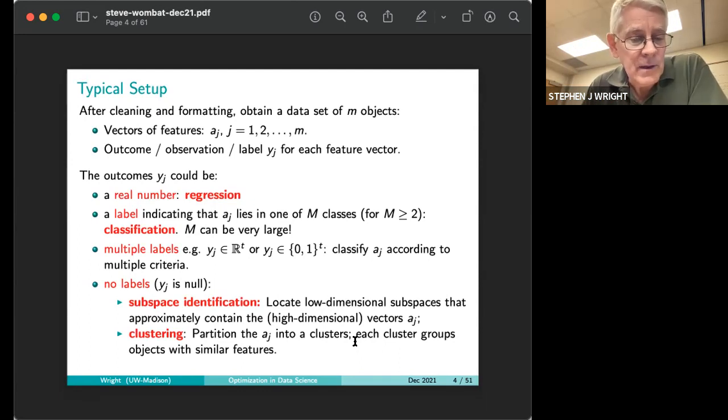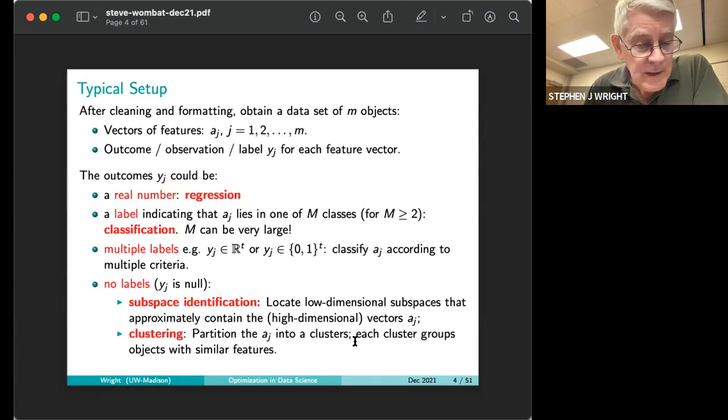There are also lots of interesting problems where there is no YJ. There are only AJs. You've just got collections of feature vectors. But you can still do interesting things with those. You can figure out that most of the AJs lie in a low-dimensional subspace. So each of the AJ might be a vector of length n, where n could be in the millions, but they all might be approximately in a low-dimensional manifold of dimension 3 or something. That could also be not a subspace, but a manifold. It could be a nonlinear manifold.